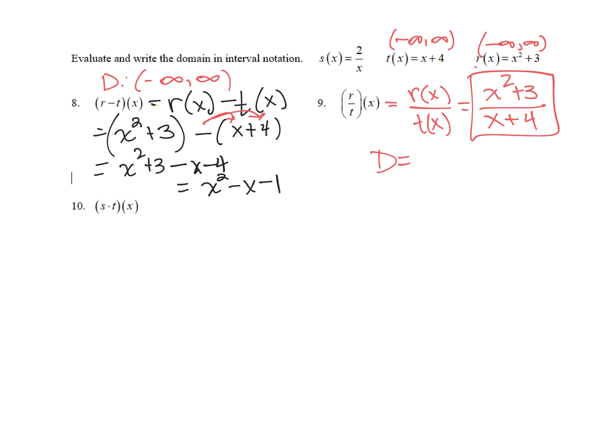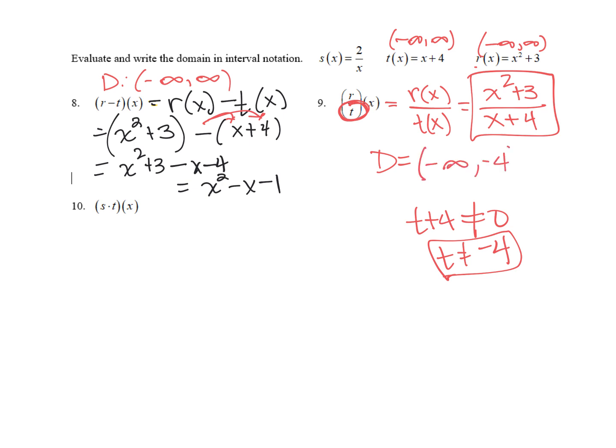Well, the thing is that both of these functions have domains that are all real numbers. But when I put that T in the denominator, X plus 4 can no longer be 0. So now I have a restriction that X can no longer be negative 4 because it's in the denominator of a fraction. So I have to write my interval notation excluding negative 4. So that's going to be negative infinity to negative 4, unioned with negative 4 to infinity, because we have to exclude the value of negative 4.